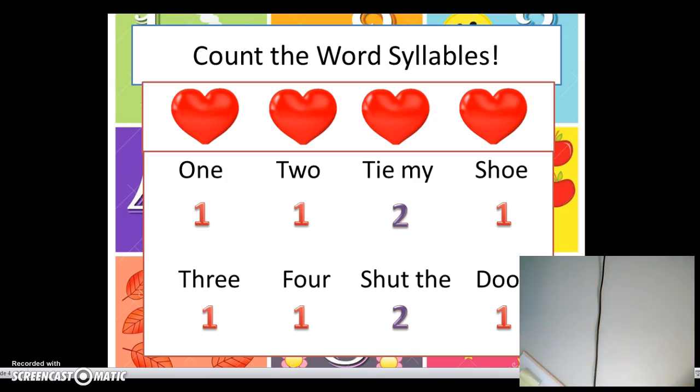So if you don't want to sing along, that's perfectly fine. But make sure you are clapping the words. So it'll sound like this. 1, 2, tie my shoe. 3, 4, shut the door. Let's clap while I play and sing. Here we go.